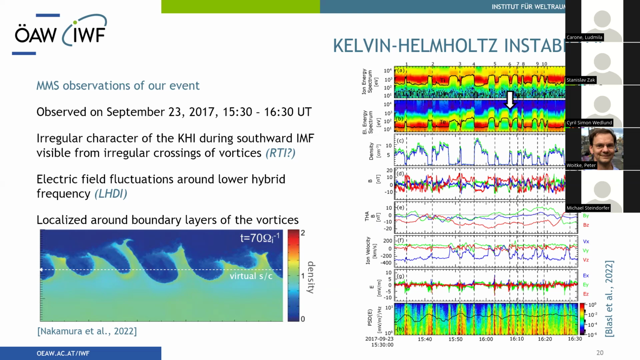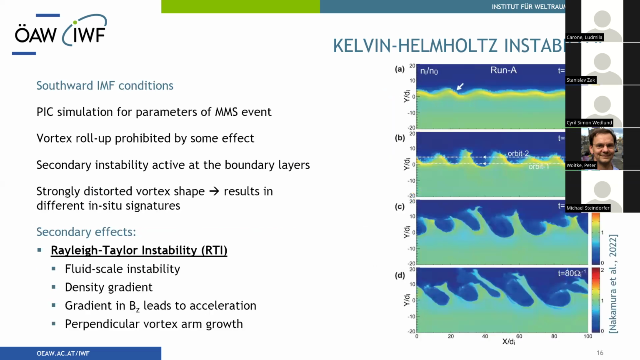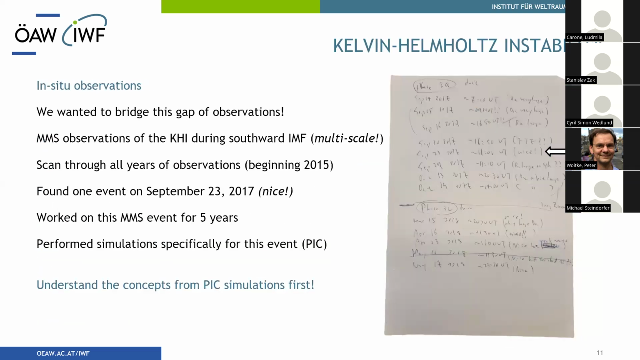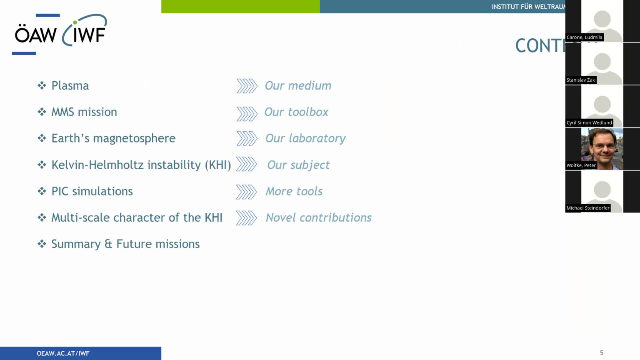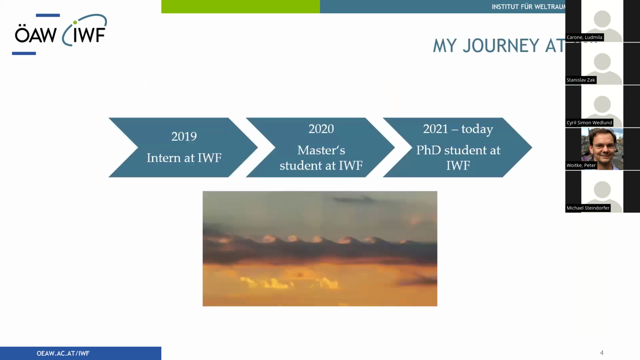I have a comment. At the beginning, as an appetizer, you showed Kelvin-Helmholtz waves in the atmosphere, which is of course a remote observation, and then you suddenly jump into plasma physics. I think you could also show remote observations of Kelvin-Helmholtz instability on the sun, for example.